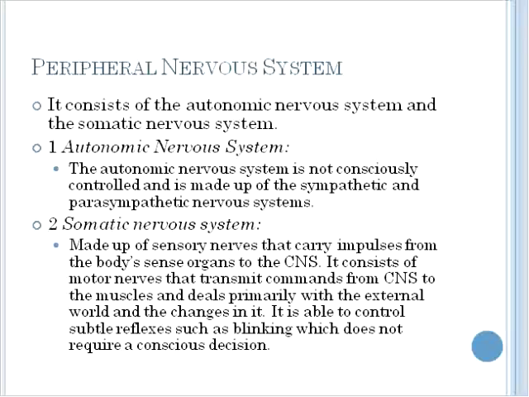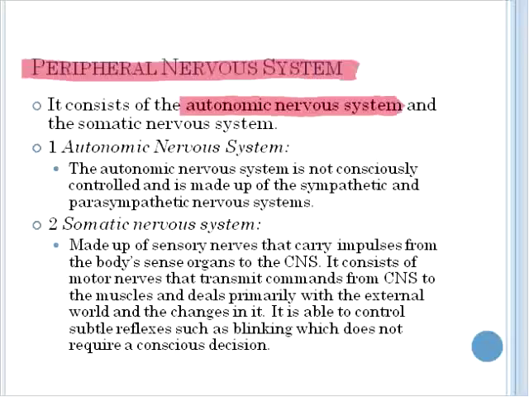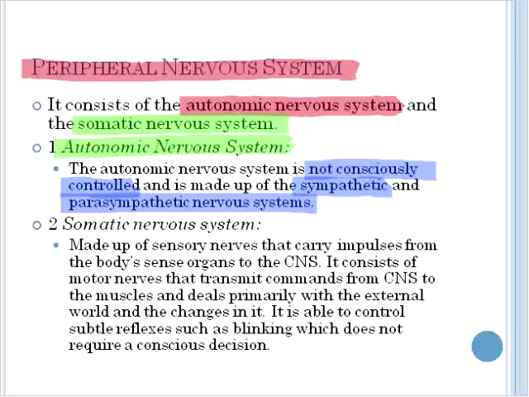Looking at the peripheral nervous system in more detail, it consists of the autonomic nervous system and the somatic nervous system. The autonomic nervous system controls our involuntary responses. It is not consciously controlled, and in turn it can be broken down into the sympathetic and parasympathetic nervous systems.